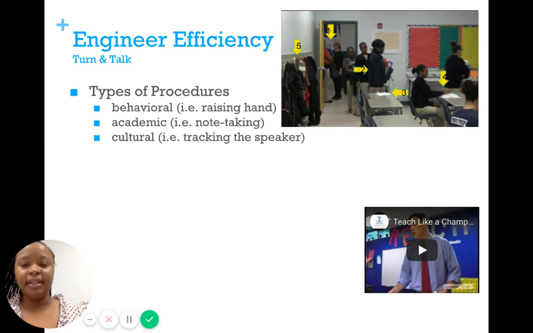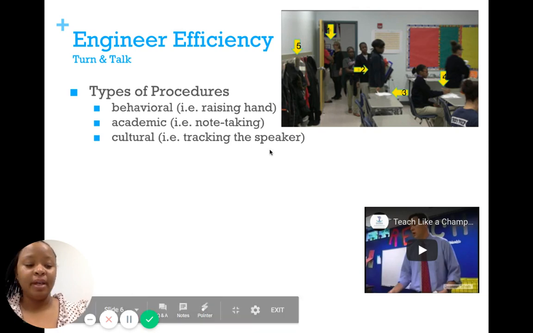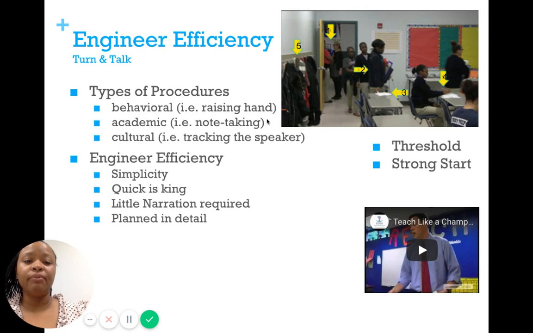Now, in this instance here, we have a picture that shows a great example of an established procedure. There are actually two procedures going on, based on Teach Like a Champion: thresholding and Strong Start. Number one points to the teacher outside the room, and as the students pass her, she greets them.